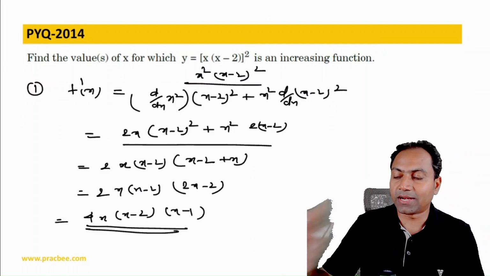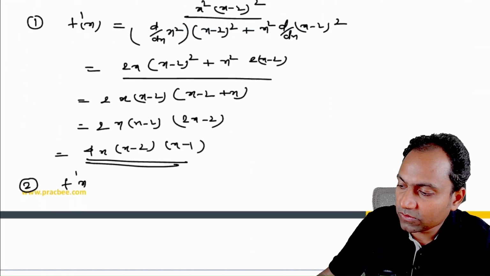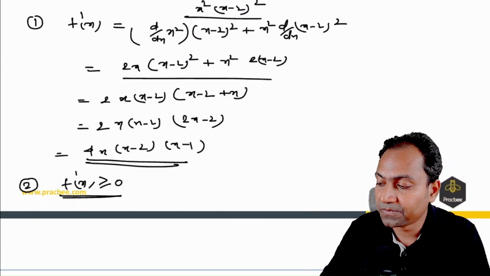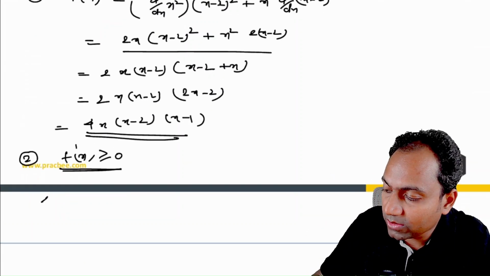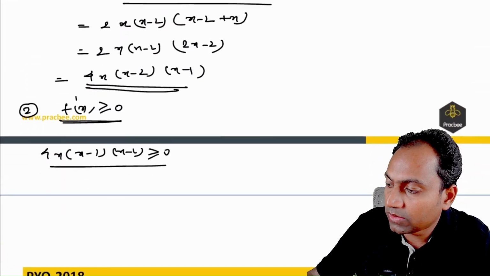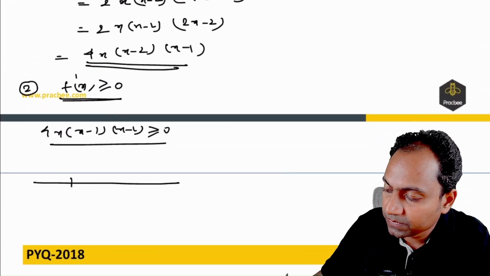Now once you have done that, the condition of an increasing function is nothing but f dash of x needs to be greater than or equal to 0, because they have not mentioned the word strictly. We are going to put 4x into x minus 1 into x minus 2 as greater than or equal to 0. Now if I draw the wavy curve, or from the method of cases, one point if I put this equal to 0 is x equal to 0. Another point is x equal to 1. From this we have x equal to 2.